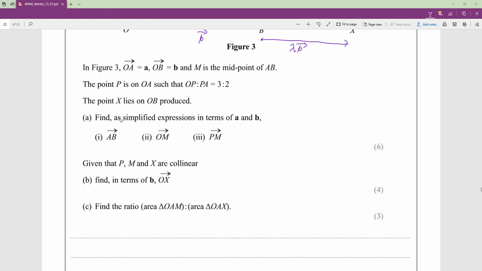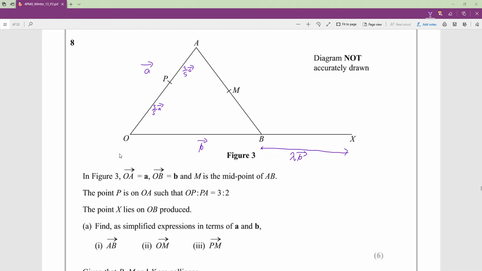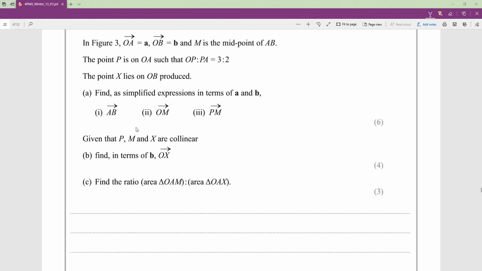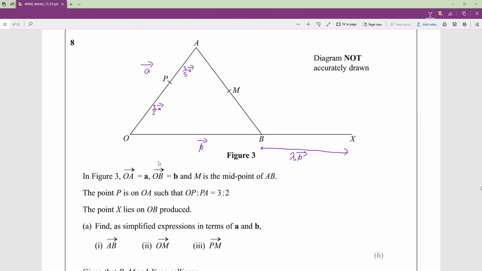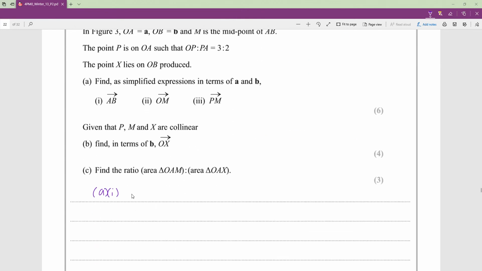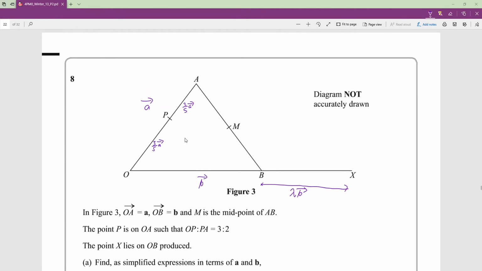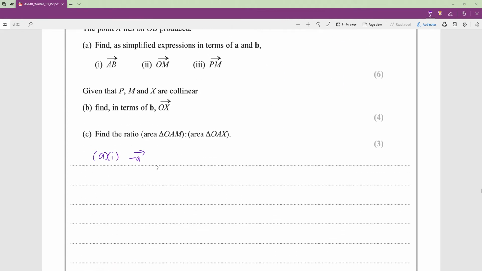Find as simplified expressions in terms of A and B. Firstly, AB. So if we're going from A to B, it is the same as going backwards through OA. Going backwards from A to O is minus A. And then we're here and we want to go to B, so forwards from O to B is plus the vector B.